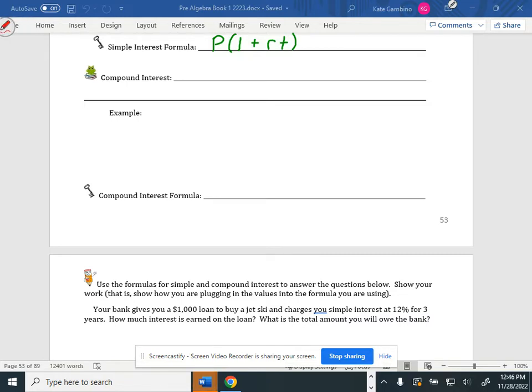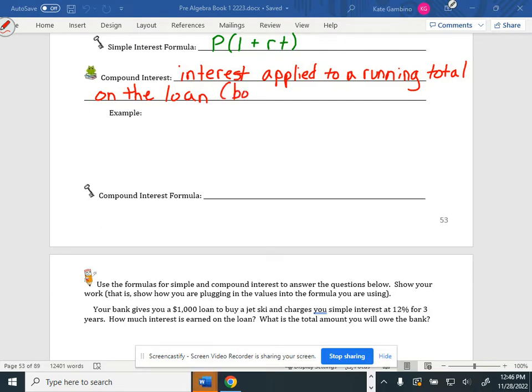So the compound interest is interest applied to a running total on the loan, both the principal and accrued interest.